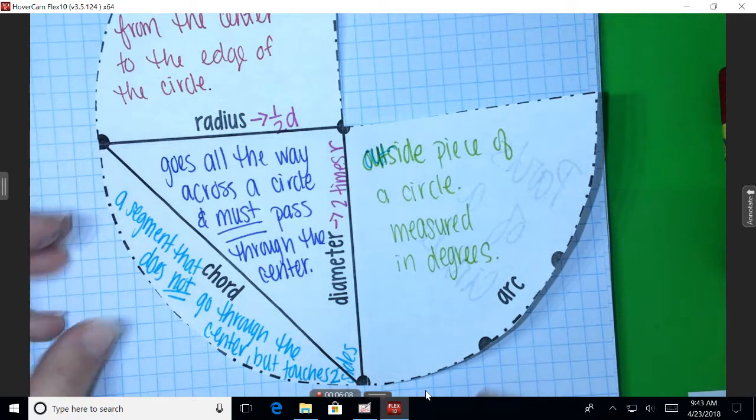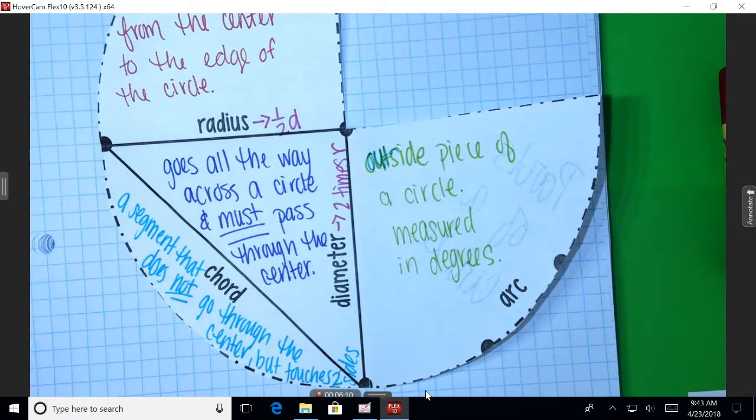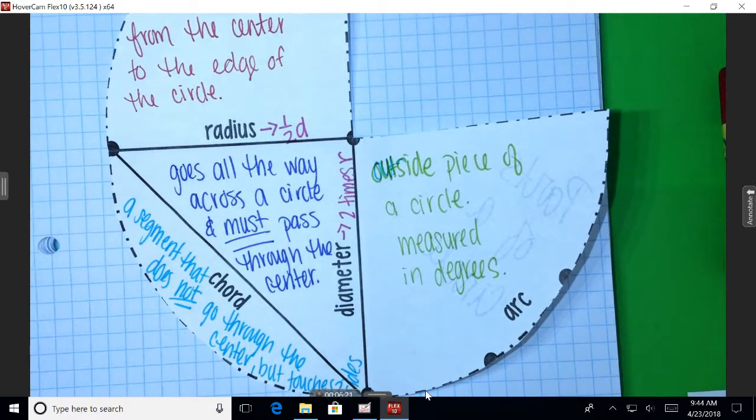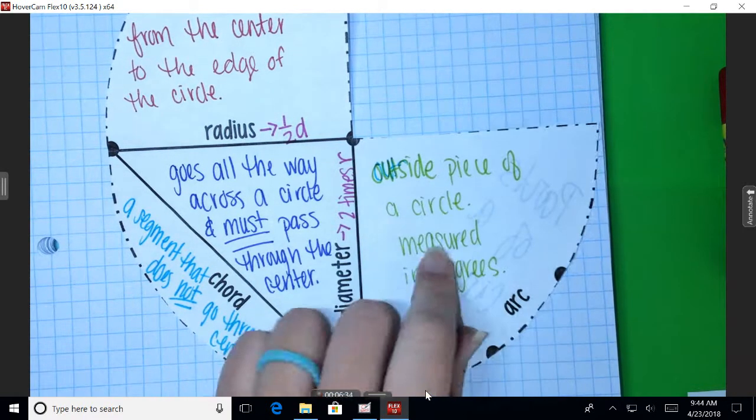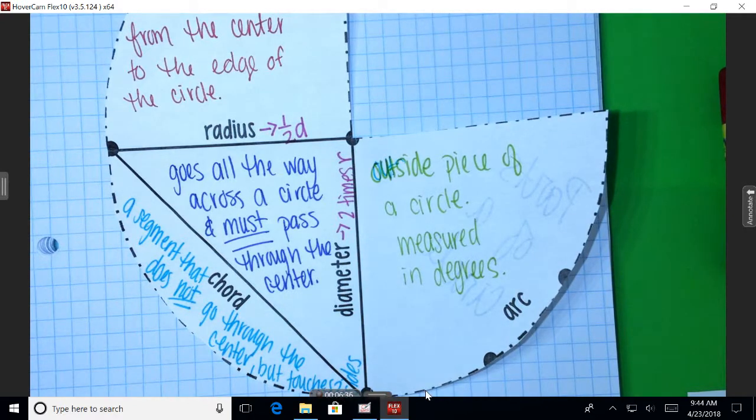Are we ready? Or do we need to move? We gotta learn how to cut faster, guys. Are we ready now? Curtis, I'm about to have to go. We gotta move. Outside piece of a circle, measured in degrees.